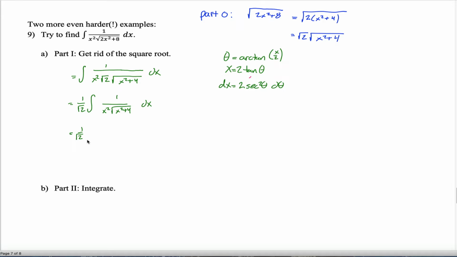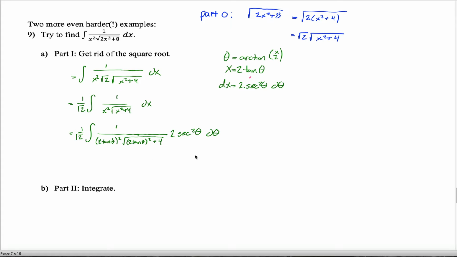I get 1 over root 2 times the integral of 1 over, and then instead of writing x squared, I'll write 2 tangent of theta squared. And then instead of writing the square root of x squared plus 4, I'll write the square root of 2 tangent of theta squared plus 4. All my x's have been changed to expressions involving thetas. Now I have to do the same thing with the dx. dx is 2 secant squared theta d theta.